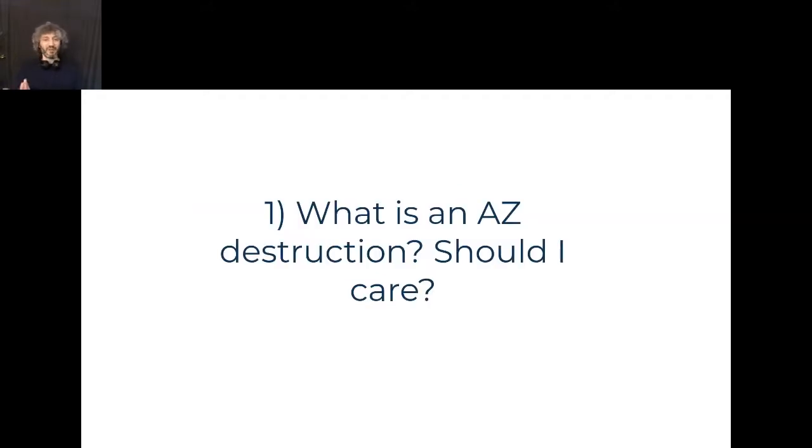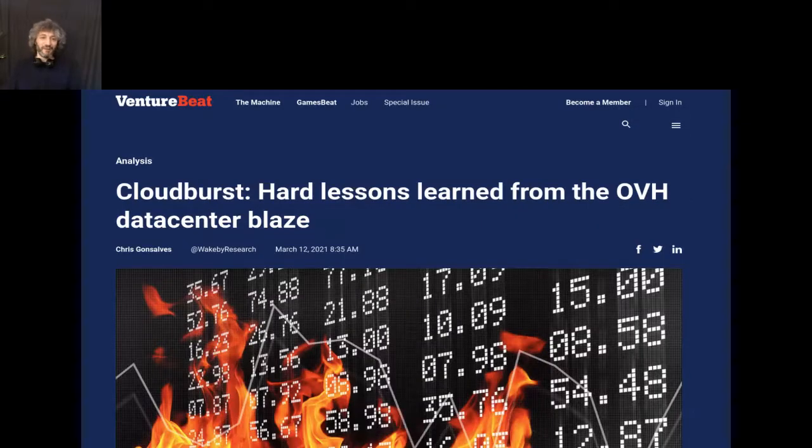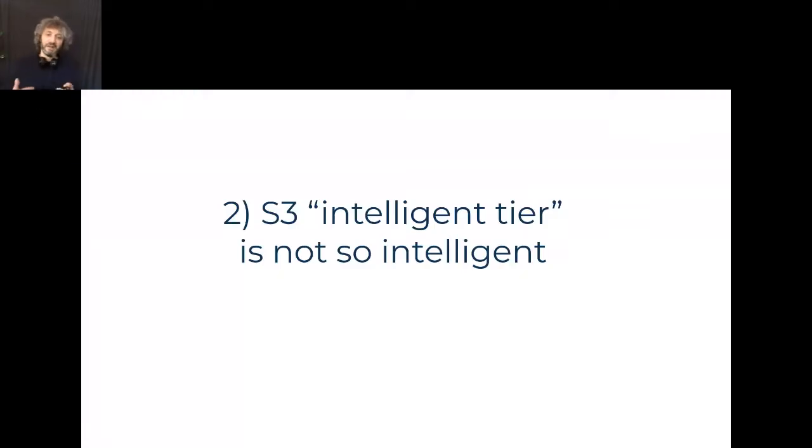Is there really a likelihood that something can happen? Well, what is an AZ destruction, first of all? Should I care as a developer? Well, you might want to care. This was earlier this year, actually, in March: if you lose a data center, you might lose your data. So there are scenarios where it's worth keeping all the data in a single data center for AWS, but that's not the default, and there are very few use cases where that makes sense as a saving plan.